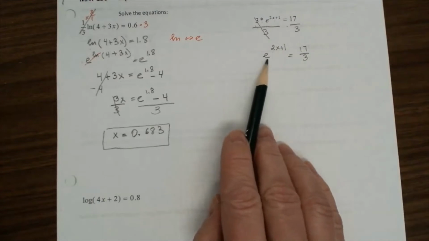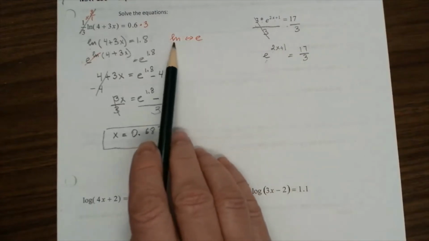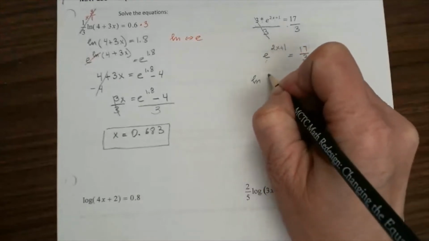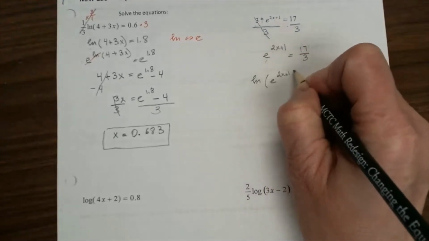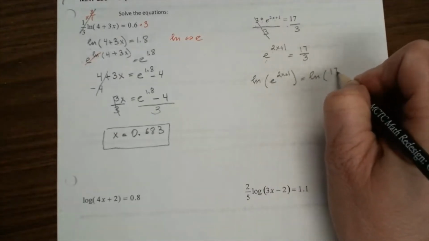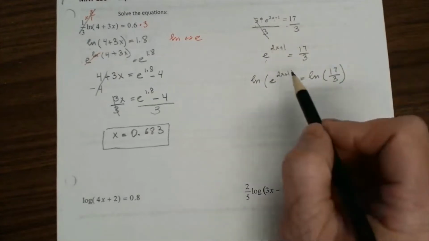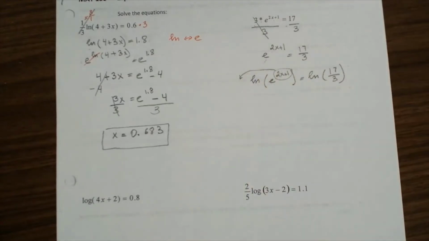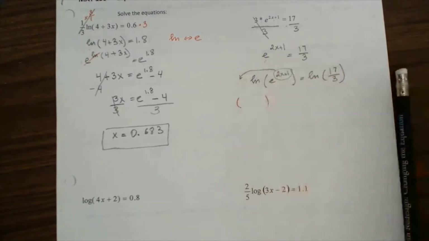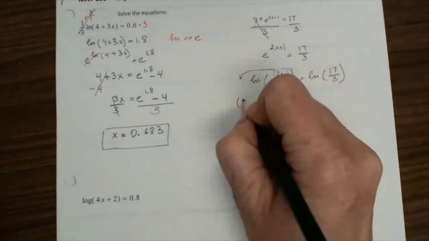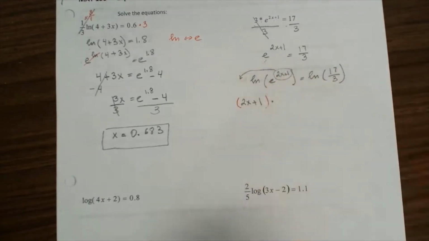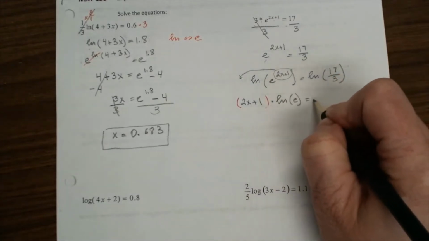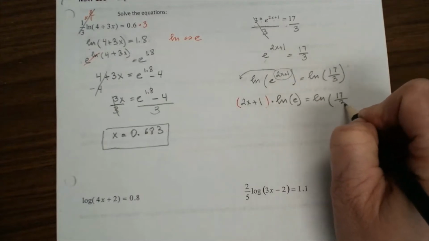Remember, we need to get rid of e. The opposite of e is natural logarithm. It means we need to use natural logarithm on both sides. The next step, we move the exponent in front of the logarithm. And we need to put the exponent inside of parentheses. This is extremely important. 2x plus 1 is inside of parentheses times natural logarithm of e is equal to natural logarithm of 17 over 3.